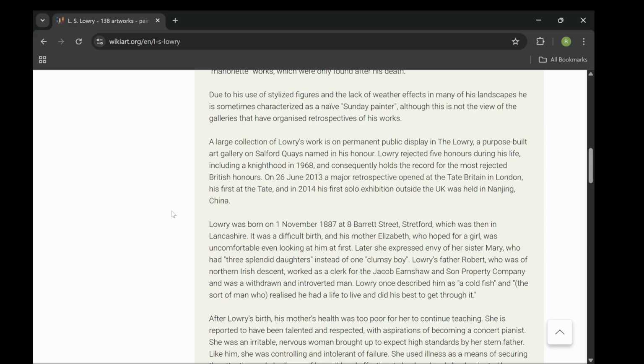Due to his use of stylized figures and a lack of weather effects, it's Manchester, it's always cloudy, isn't it? In many of his landscapes, he is sometimes characterized as a naive Sunday painter, although this is not the view of the galleries that represent his works retrospectively. That's total nonsense. He was definitely not just a Sunday painter. He worked very hard at his career for a long time, and eventually became extremely successful and wealthy. He was being displayed in galleries in Paris when people in the north of England still didn't know who he was.